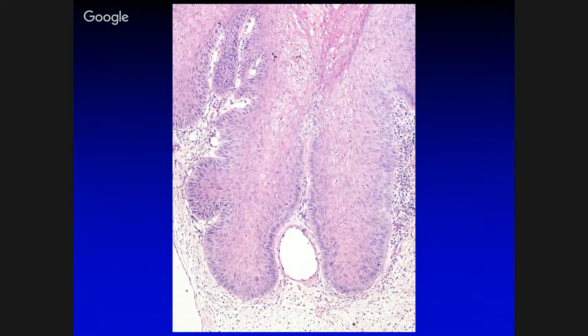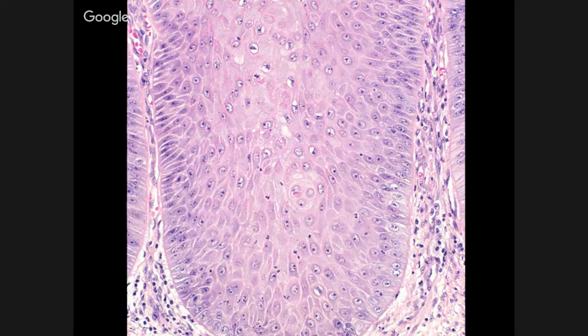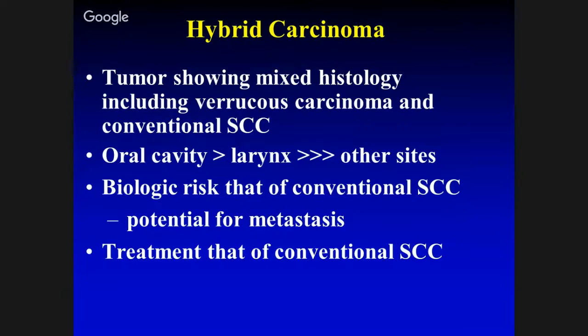So you'll see in the literature elephant feet-like hyperplasia. Here's the epithelium, just to go to higher magnification. There's nothing dysplastic about it. So in general, if you see dysplasia, it generally means it's not a pure verrucous carcinoma. It may be a combined or hybrid, but it's not pure.